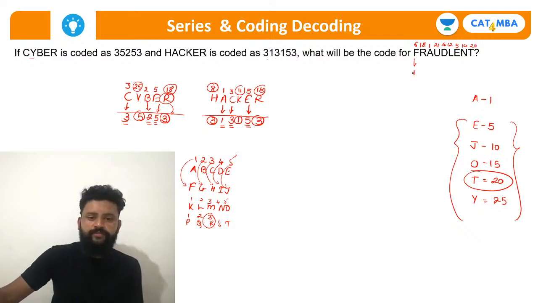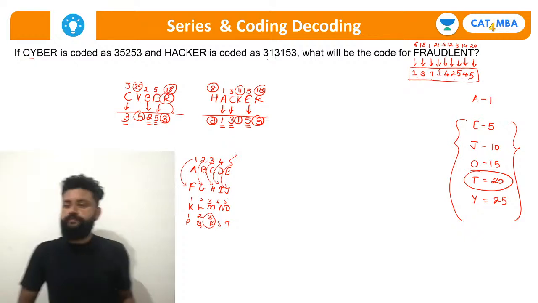So F will be coded as 1, R as 9, A as 1, U as 3, D as 4, L as 3, E as 5, N as 5, and T as 5. So the code for fraudulent will be 13115. That's quite tricky. Hopefully you understood.